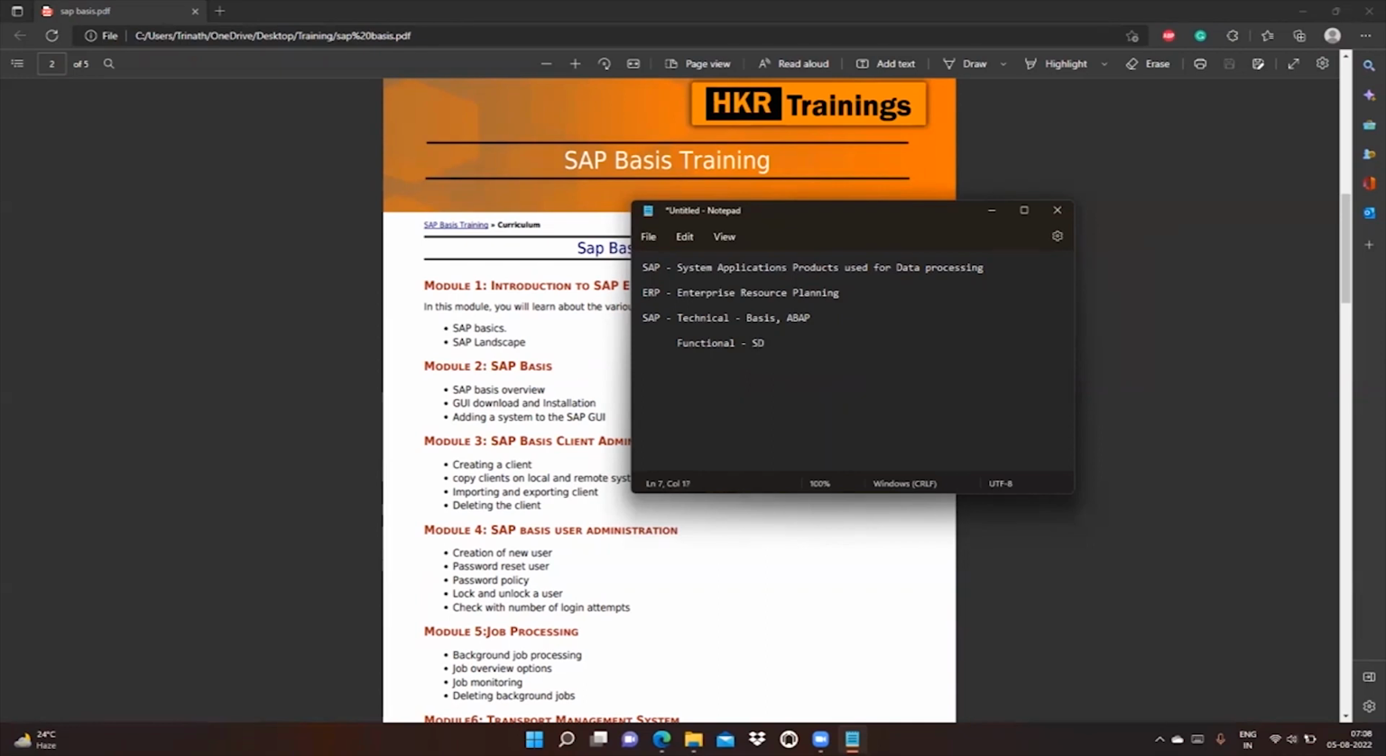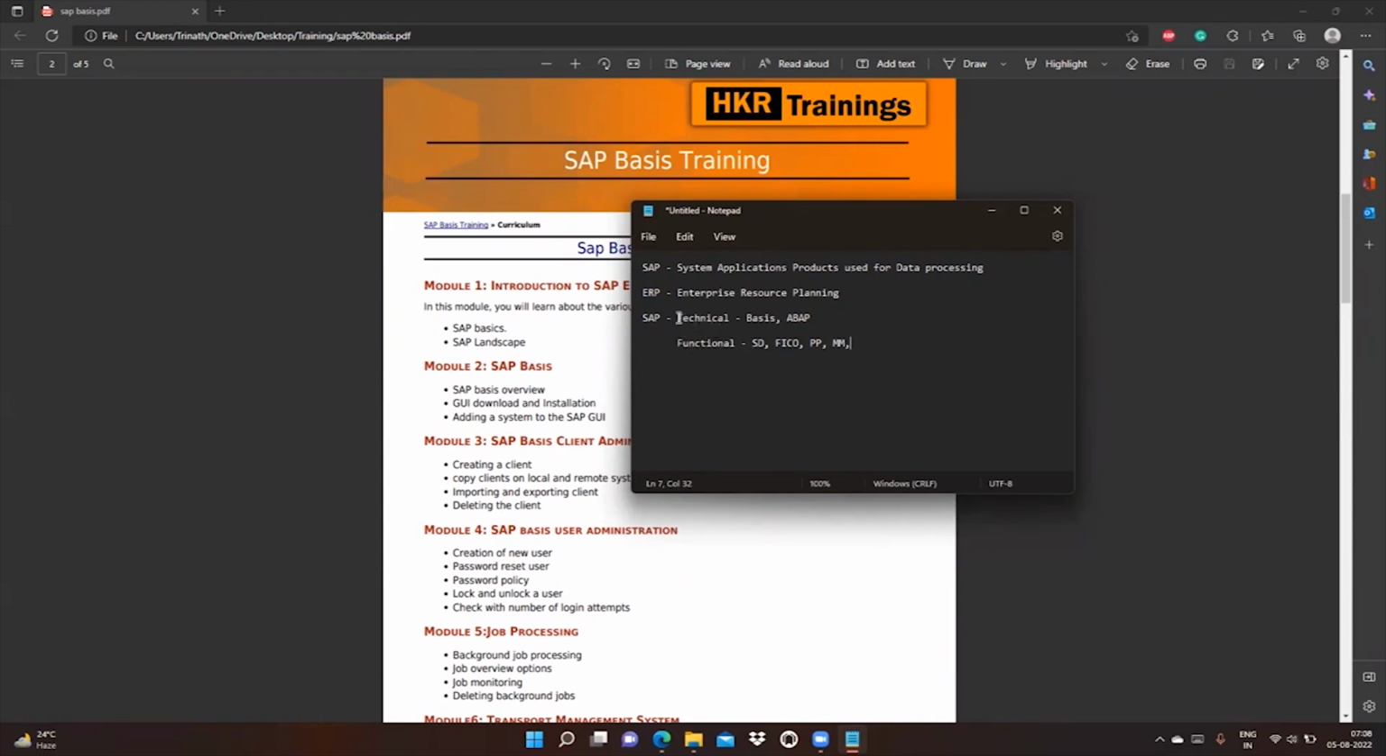When it comes to functional, we have different types of modules like SD, which means sales and distribution, FICO, which is finance and controlling, and many other functional modules. PP means project planning, and MM means material management. Like this, there are many functional modules in SAP, which deal with different kinds of things.